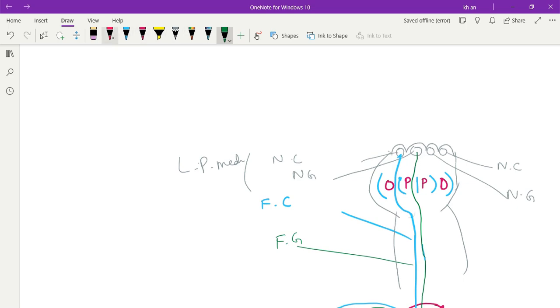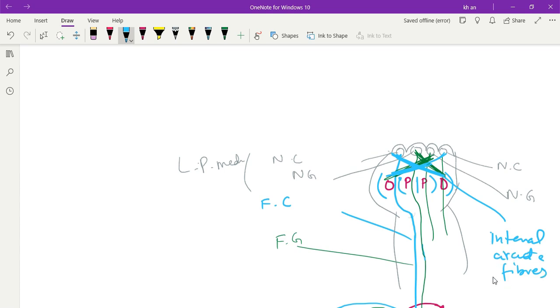When they reach there, they will decussate. They will go to the opposite side. So they will do the decussation, and after this decussation, they will change their name. Now these decussating fibers will be called internal arcuate fibers. All right. And these are now second order neurons.